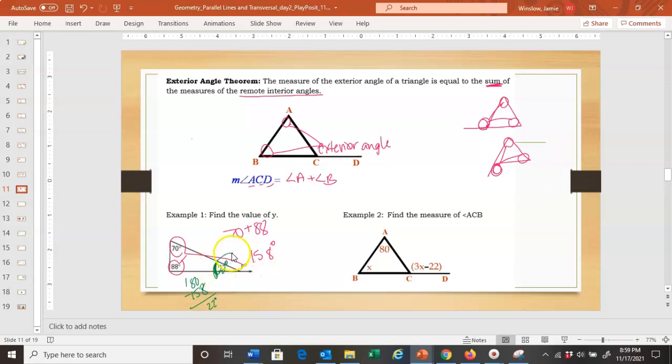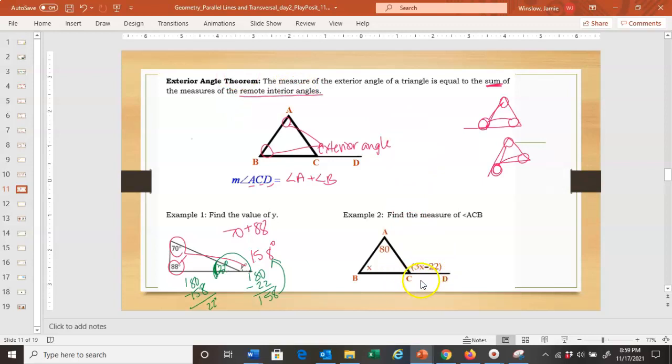Hey, look, isn't this a linear pair? So to find a linear pair, like always, we would do 180 minus 22. Guess what that is? 158, which is exactly what we got when we applied the exterior angle theorem. So it's really just another way to use the triangle sum theorem combined with the linear pair theorem. And that's why it works, because in both cases, you're subtracting from 180.